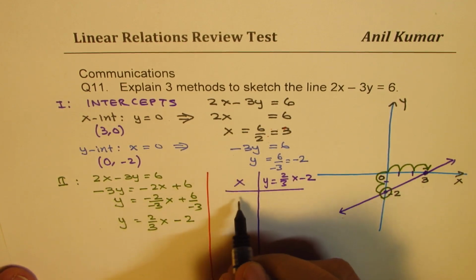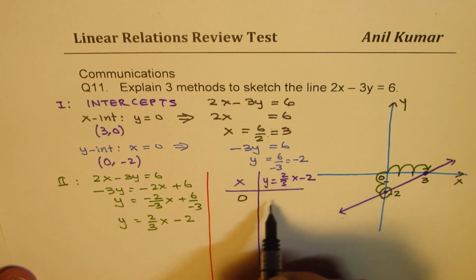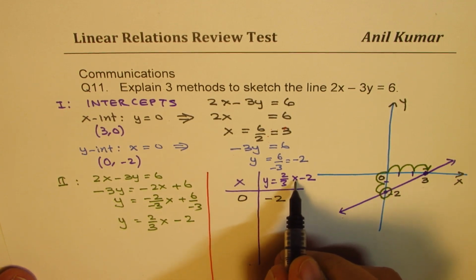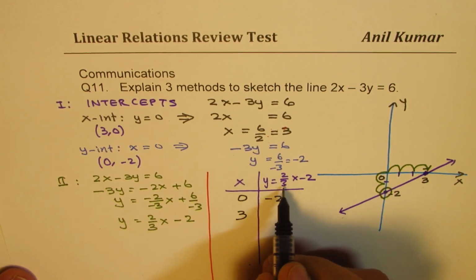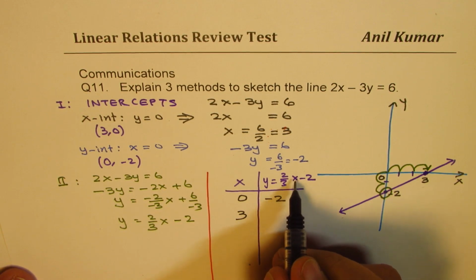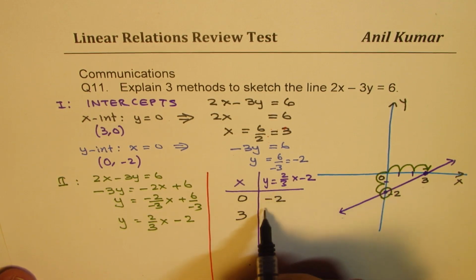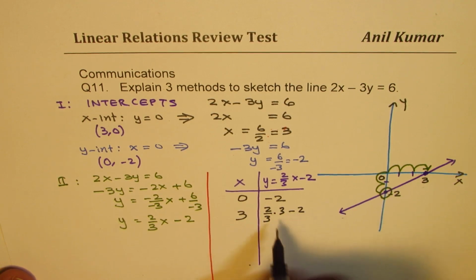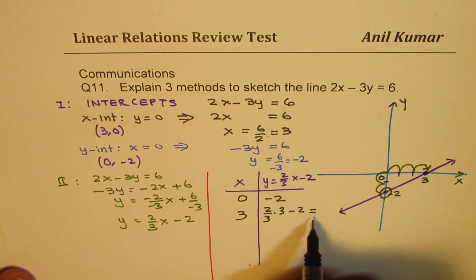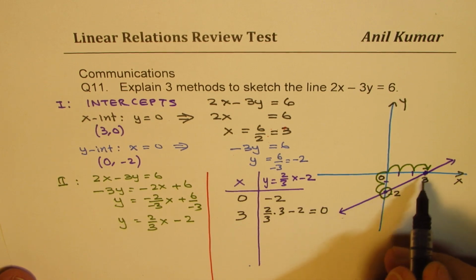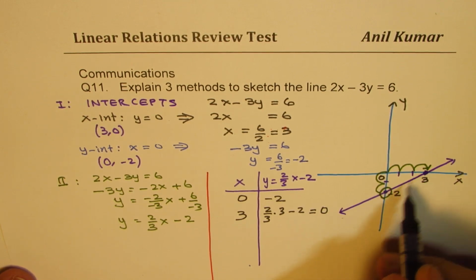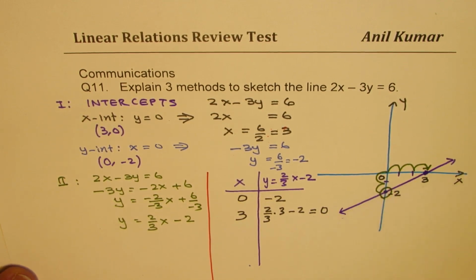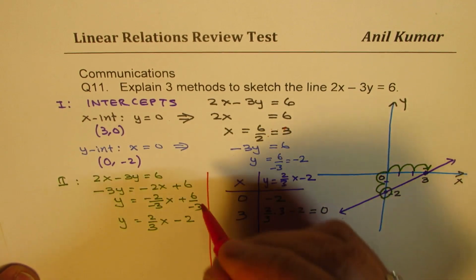So if I write x equals 0, in that case y will be minus 2. And if I write x equals 3, it's good to take 3 to avoid fractions. So if I take 3, I get 2 over 3 times 3 minus 2. 3 and 3 cancel, and what we get here is 0. Do you see we get the same 2 points? Once you get these points, connect them and draw your line. So that is your third method.